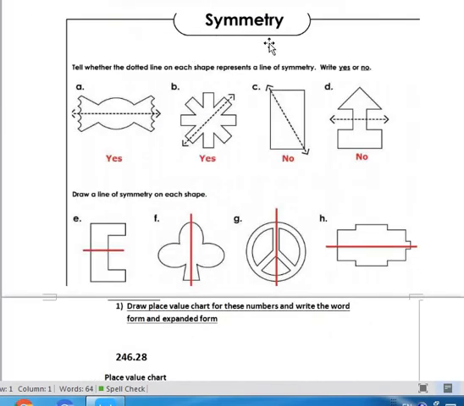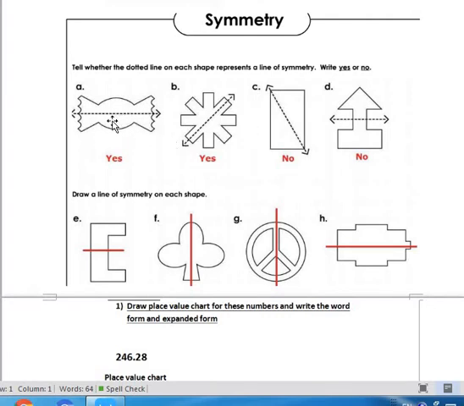Symmetry. Do you remember the symmetry? We have covered this before. Tell whether the dotted line on each shape represents a line of symmetry. Say yes or no. Symmetry is to divide a shape into two equal parts. Do you remember? I have here this dotted shape.